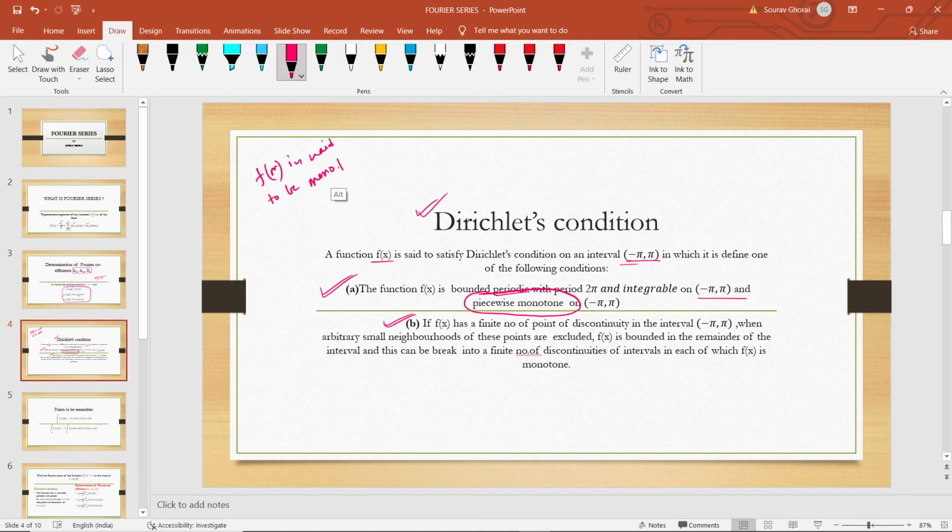Monotone increasing, I think you know, means that f dash x is greater than 0, and monotone decreasing means that f dash x is less than 0. Now piecewise monotone means, suppose we consider, I will show you with one example, the function f of x is equal to x in the interval 0 comma 1. Now you can see here this is 0 and this is 1. Can you write 0, half, 1?